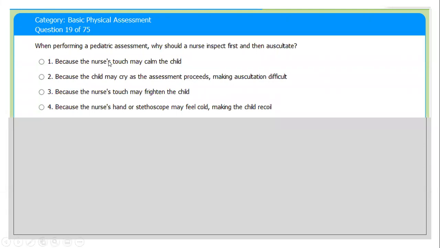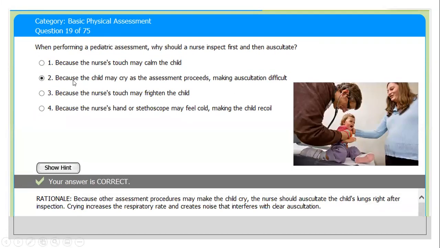And number one is not the answer, because the patient came to the pediatrics department for assessment. So the correct answer is because the child may cry during the assessment procedure. So it is good to go for inspection first: what you can see, what you can smell, what you can feel, and then put the stethoscope for auscultation. The pediatric child does not know what a stethoscope is. They feel some invasive procedure is going on.